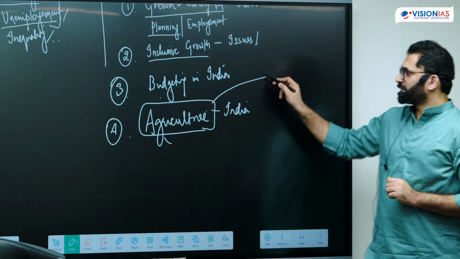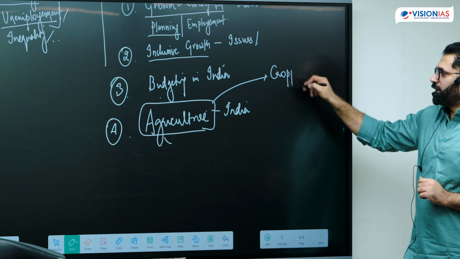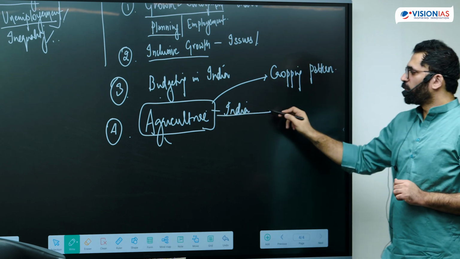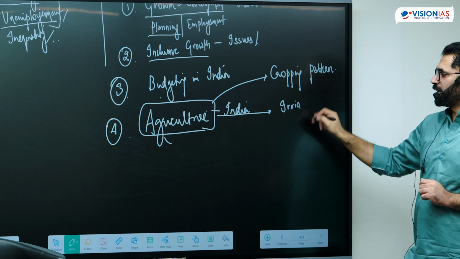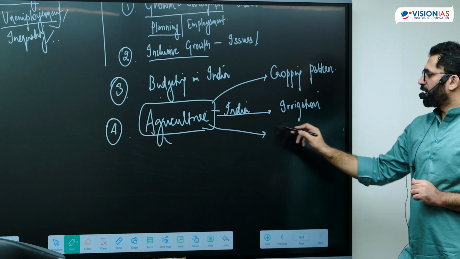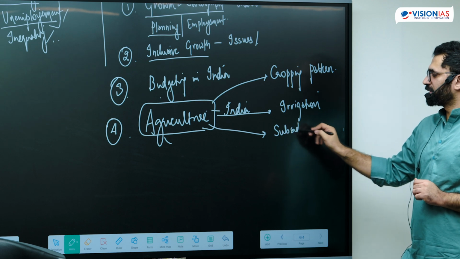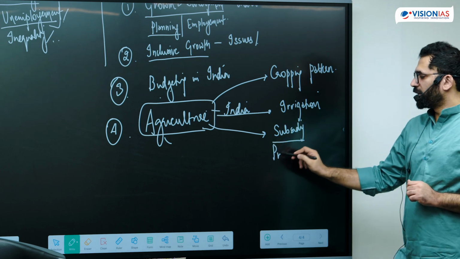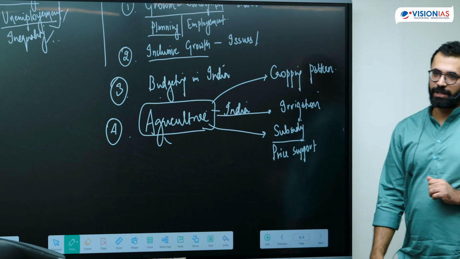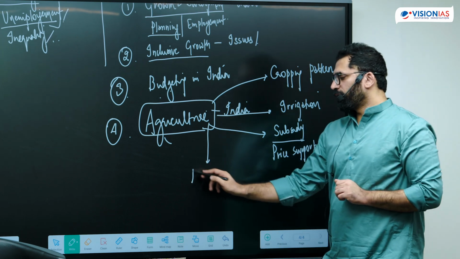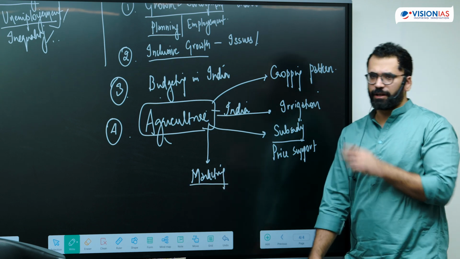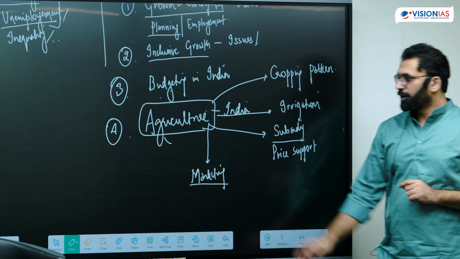It starts with first understanding what the cropping pattern in India is. What is the status of irrigation in India? What are the levels of subsidies given? What is price support, that is MSP? What do you understand by those phenomena? Then how do the farmers sell their produce? That is agricultural marketing. Every year you will find 2 to 3 questions from this.